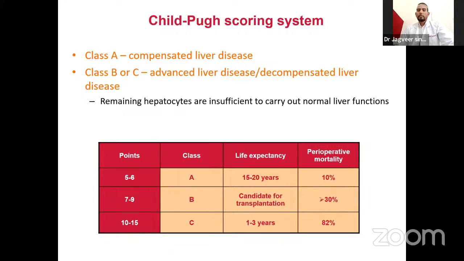If the patient has a score of 5 to 6, that is Child-Pugh class A, called compensated liver disease, and a patient having a score of 7 to 9 comes under class B. This is called advanced liver disease or decompensated liver disease, and 10 to 15 is class C. On the basis of this, the mortality increases. In class A mortality is 10%, class B is more than 30%, and class C is more than 80% mortality. Next slide.